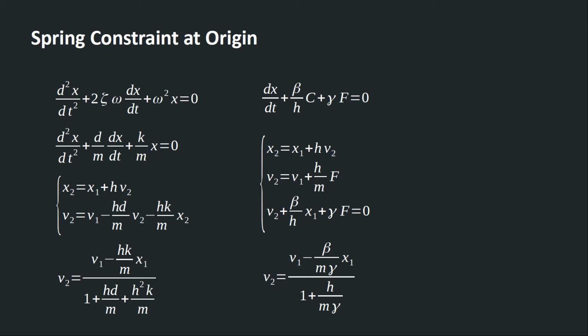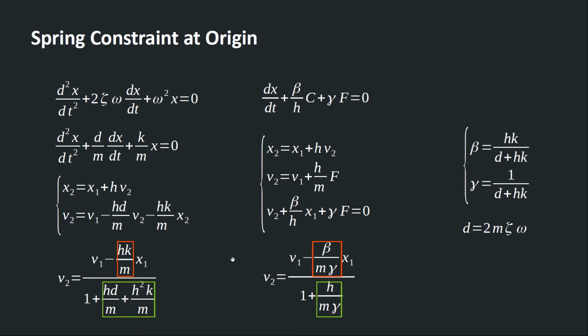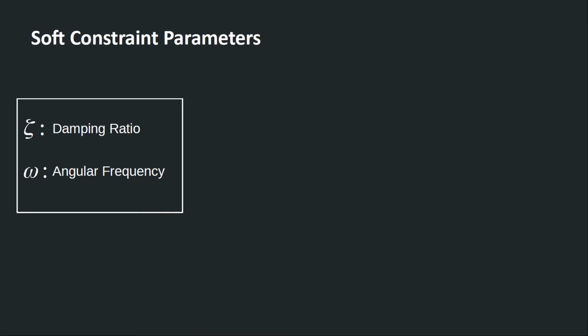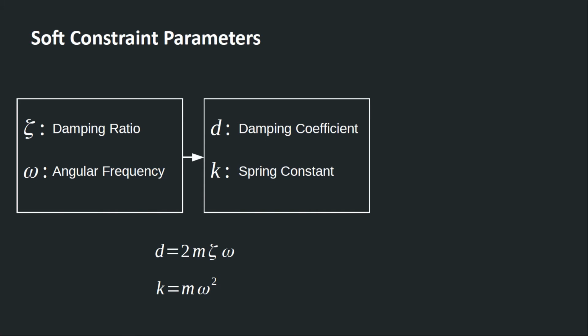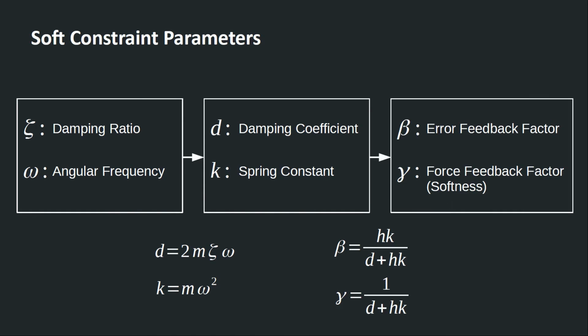So what are we doing here? We have v2 expressed in two different sets of parameters, and they seem to be in a similar form. So if we highlight some of the terms like this, we can see that the terms inside the red rectangles should be the same, and then the ones inside the green rectangles should be the same. So after moving things around, we can finally express beta and gamma in terms of d and k. So there we have it. Starting from zeta and omega, we can convert them to d and k, and then we can convert d and k into beta and gamma.